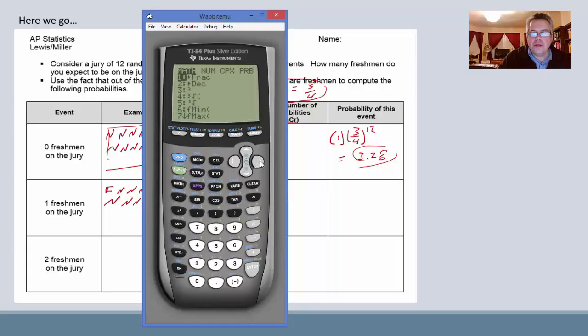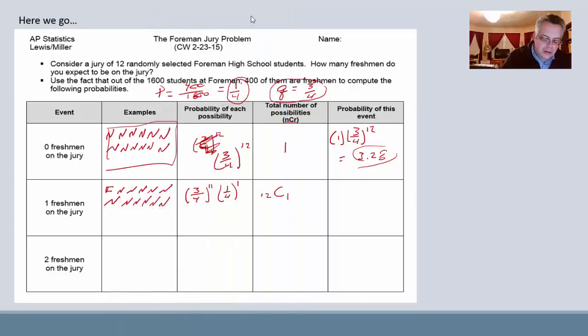Go to math, go over to probability, and select 3, nCr, n choose r. And we want to do 12 choose 1. This is how many ways of picking 1 person from 12. And as predicted, there are 12. Okay, so this equals 12.